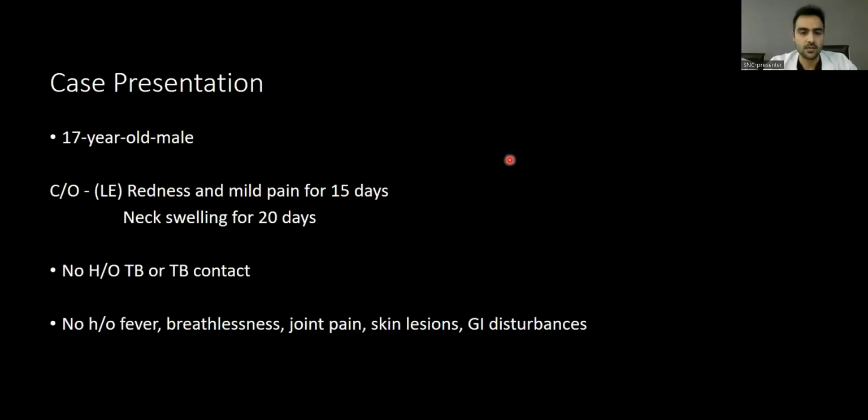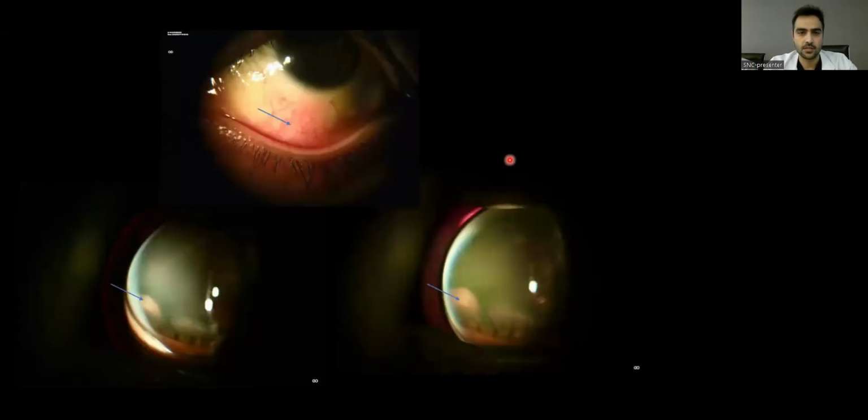Good evening. So I'll be presenting a case on a ciliary body mass. The case was a 17-year-old male who presented with left eye redness and mild pain for 15 days, and there was associated neck swelling for the last 20 days. There was no history of TB or TB contact, and no history of fever, breathlessness, joint pain, skin lesions, or GI disturbances.